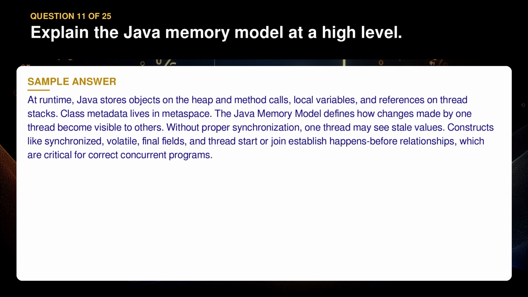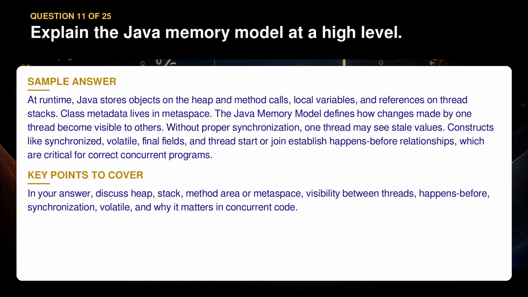The Java memory model defines how changes made by one thread become visible to others. Without proper synchronization, one thread may see stale values. Constructs like synchronized, volatile, final fields, and thread start or join establish happens-before relationships, which are critical for correct concurrent programs. In your answer, discuss heap, stack, method area or metaspace, visibility between threads, happens-before, synchronization, volatile, and why it matters in concurrent code.